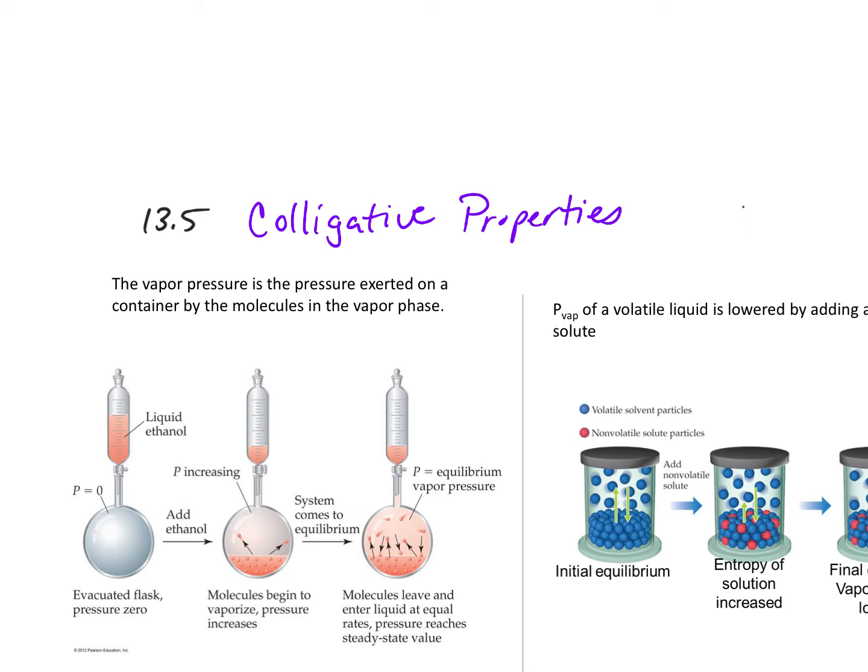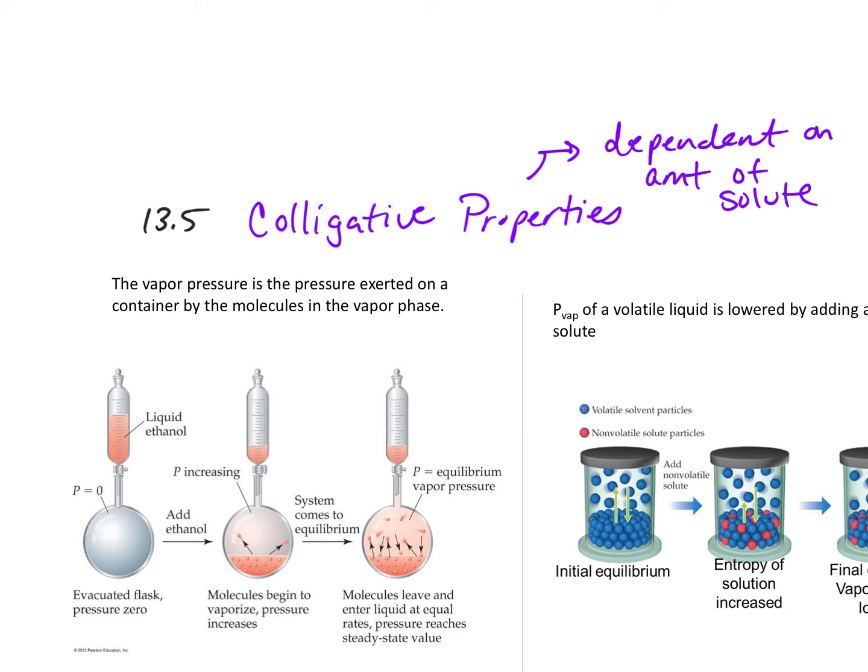So colligative properties is basically a term that means that these are particular properties, or four properties, of a solution that are dependent on the amount of solute. So they will change. The amount of change in these properties is going to be dependent on how much solute we can get into solution.